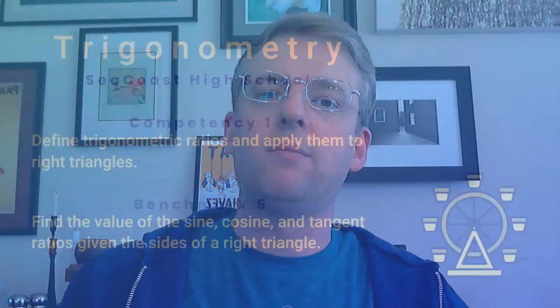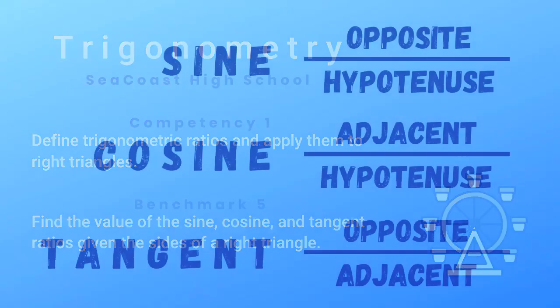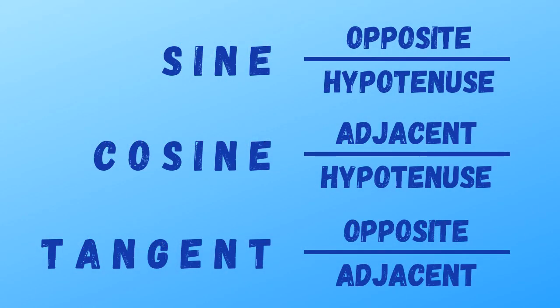Today we're working on benchmark number 5. Find the value of the sine, cosine, and tangent ratios given the sides of a right triangle. You may want to go back and look at the definitions of sine, cosine, and tangent, where we talked about how the sine ratio is the opposite divided by the hypotenuse, cosine, the adjacent over the hypotenuse, and tangent, the opposite over the adjacent. You'll want to have these definitions handy because writing these ratios when we're looking at a triangle requires first knowing what ratio we're trying to write.